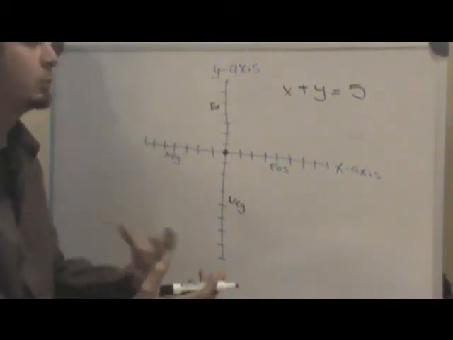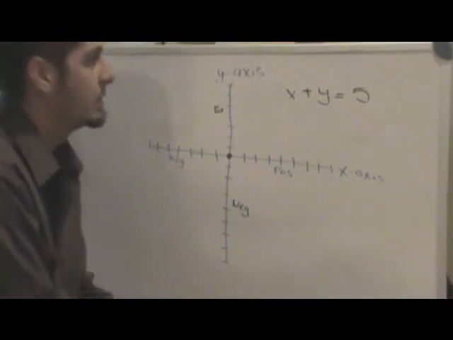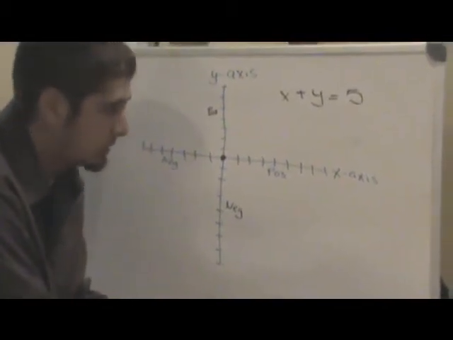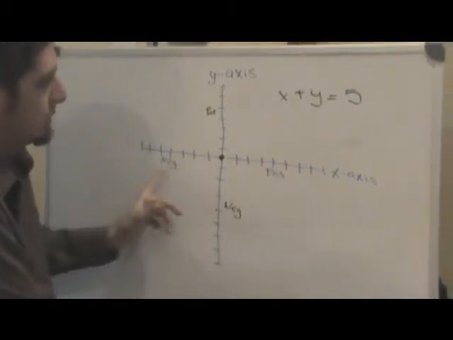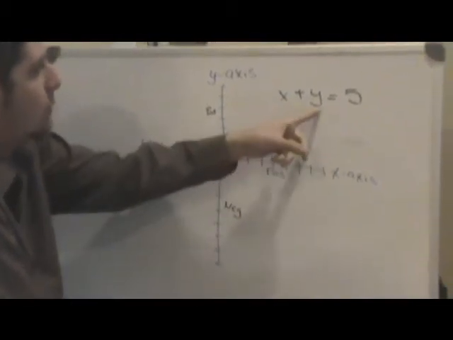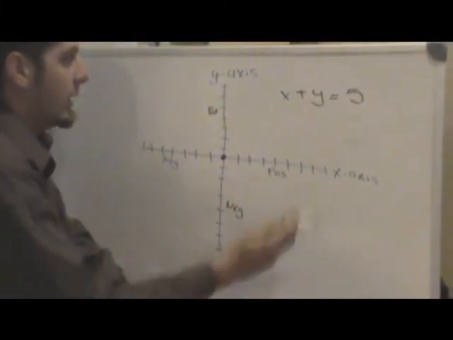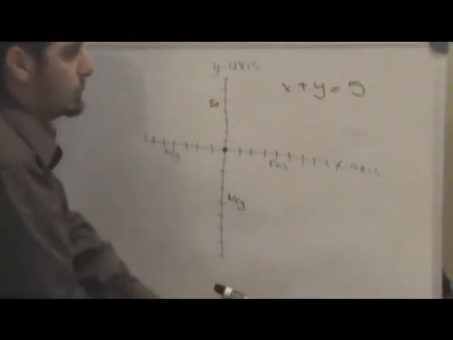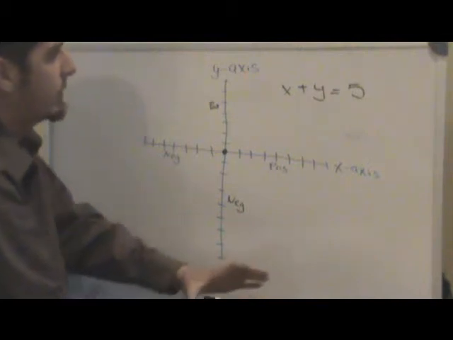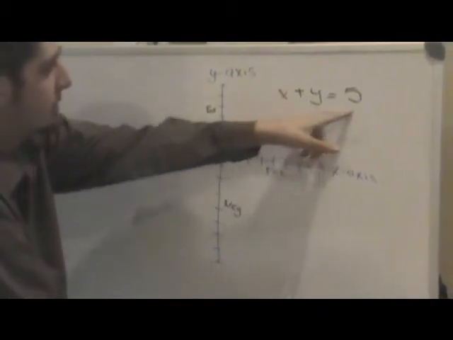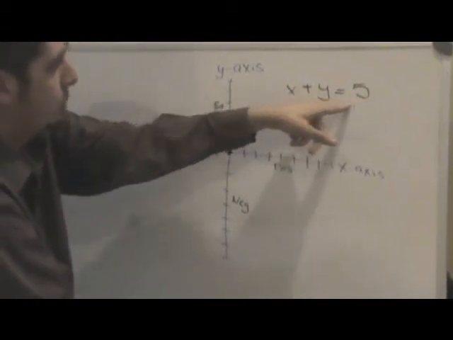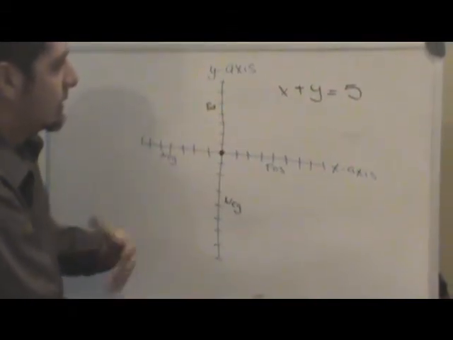X and y were specifically chosen. They're not just random letters or variables that were chosen. We chose x and y because x represents the x coordinates of ordered pairs and the y represents the y coordinate of ordered pairs. So when your x and y coordinates add up to 5, that creates an ordered pair, or a point, that is on this line. So this equation represents a line.